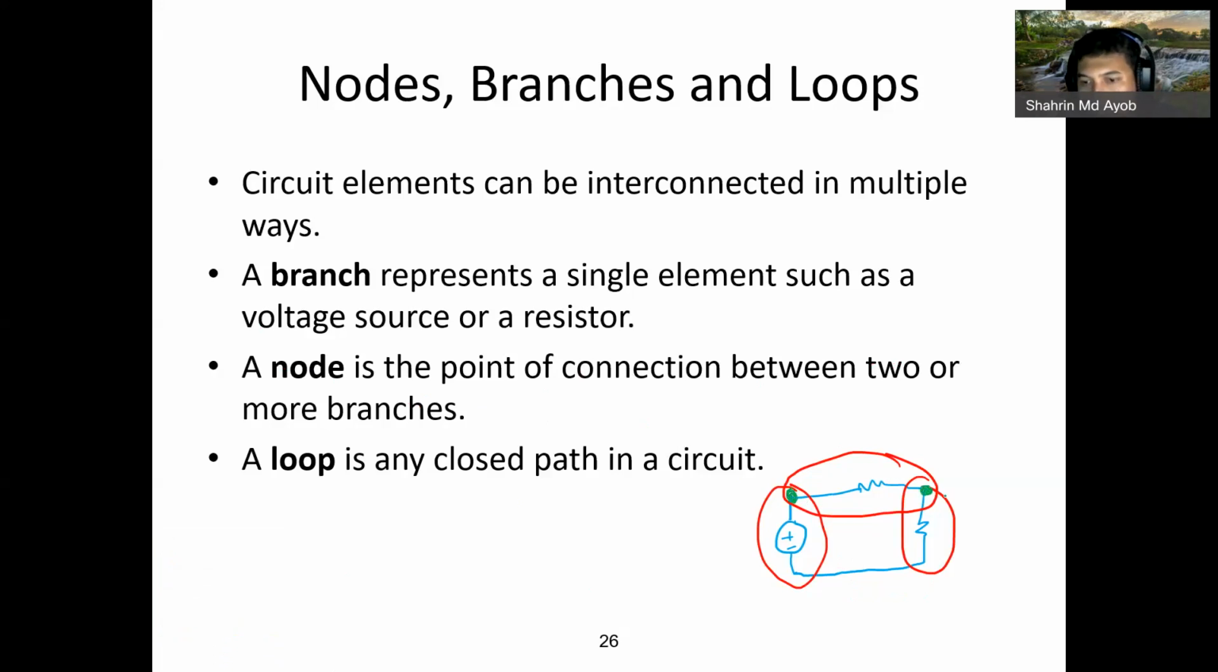This one is not considered a node because, as you can see, it's not a branch. It's not a branch because there is no element here. So we have only two nodes. And what about loops? A loop is any closed path in the circuit. So for example, in this case, we have only one loop.